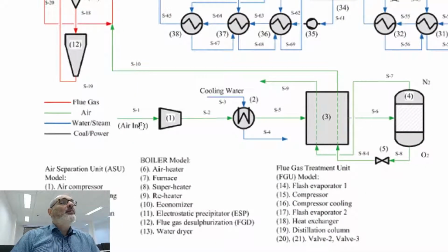Okay, so you have air input here, it's being compressed, then you cool, and you liquefy. The idea is to liquefy oxygen and nitrogen separately, and then you can separate. So it's a cryogenic process. You liquefy, then you separate oxygen here. Okay, it goes to the oxy-fuel process.